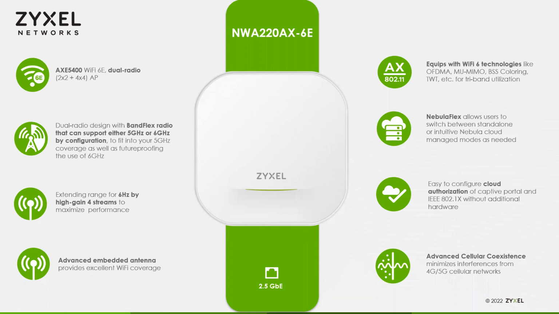The first product, and this is going to be our entry-level Wi-Fi 6E product, is the NWA220AX-6E. So similar to our NWA210, this is classed as an AXE 5400 product. So roughly 5.4 gigabits per second wireless throughput in theory on this device. Now, this is a dual radio device. One radio is dedicated to using 2.4. The other radio can either be 5 gigahertz or 6 gigahertz. You cannot use them both at the same time.